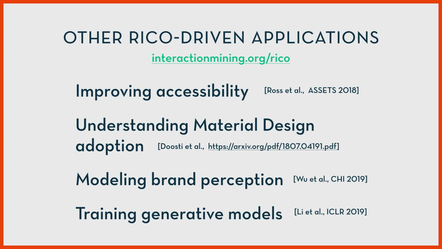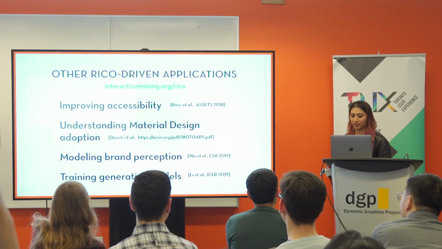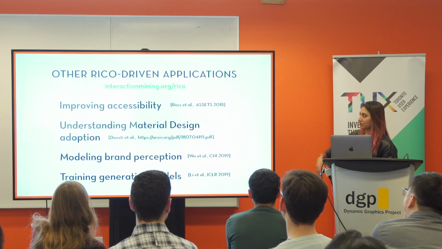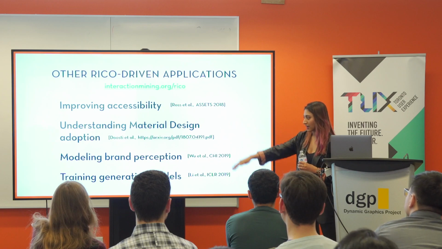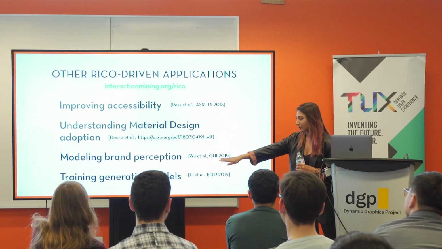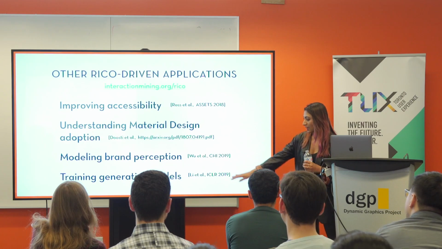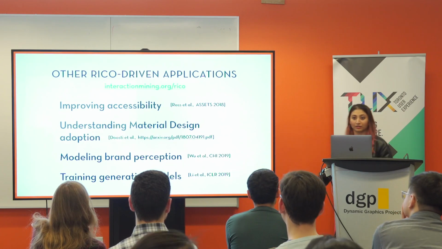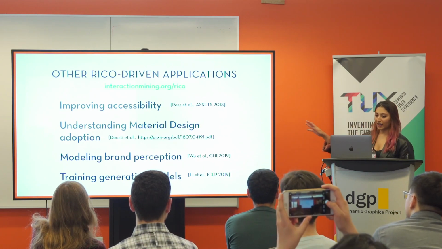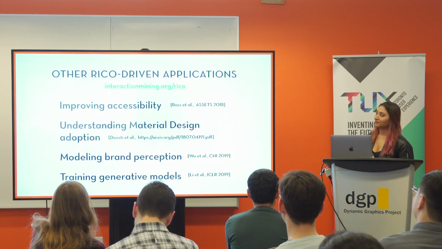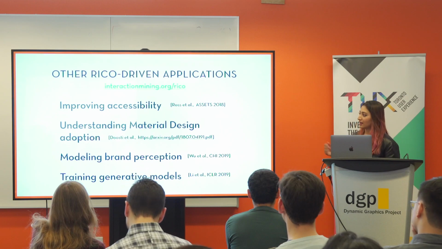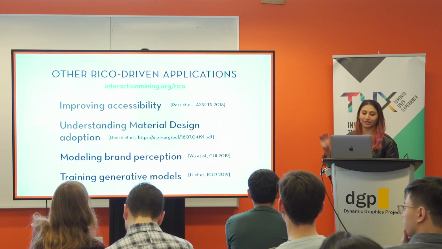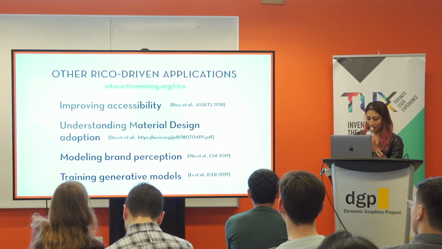And so these citations are research from other labs where they've used the Rico data set to improve accessibility, understand material design adoption, model brand perception on Android apps, and also train generative models of design. So yes, there are many other applications that can use this data set, but I'm happy to chat more about them.